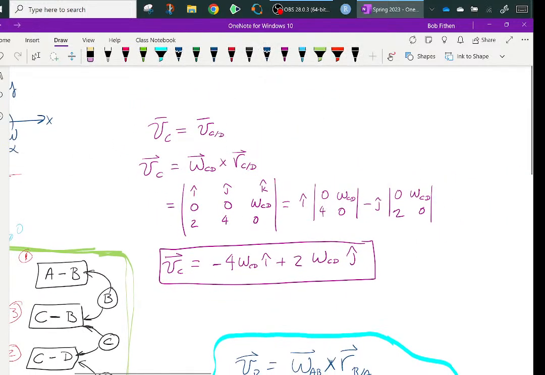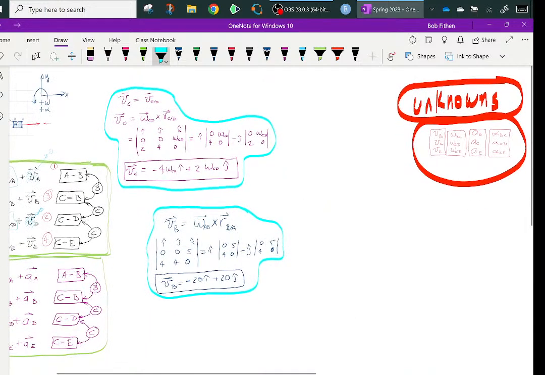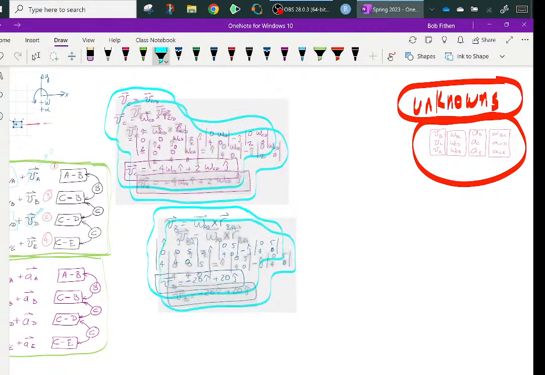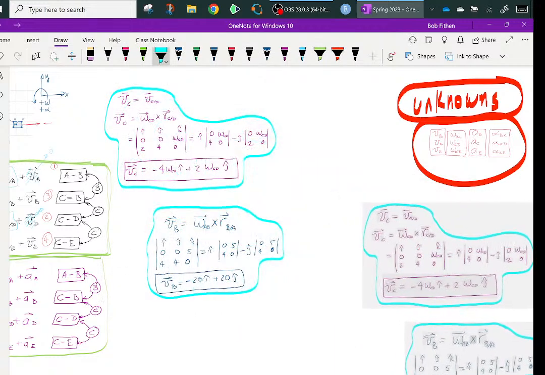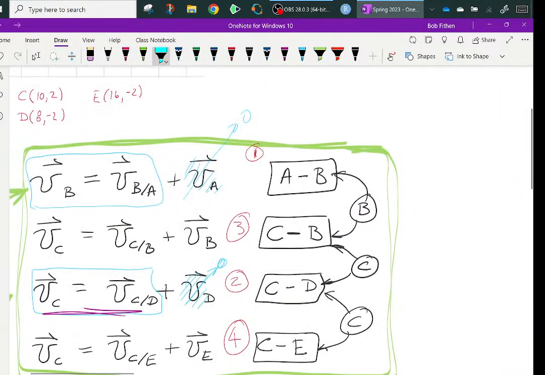So let me do this. Oop, that's not the one I wanted to hit. That's the one I wanted to hit. I'm going to do this one. And now I'm going to grab both these things and move them kind of out of the way there. Then I promised I was going to do this one third. I'm going to do that one third.